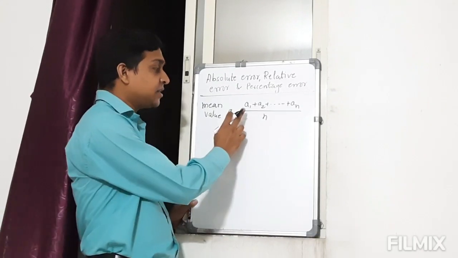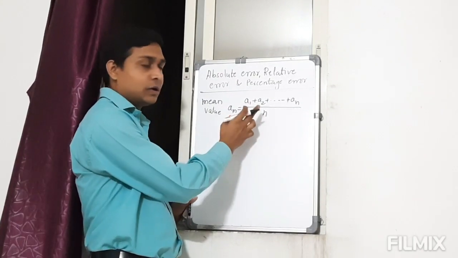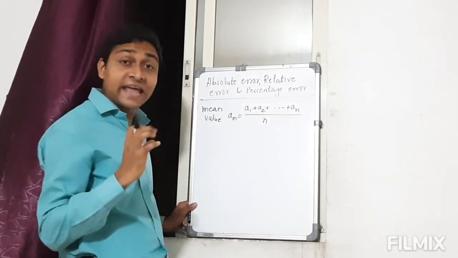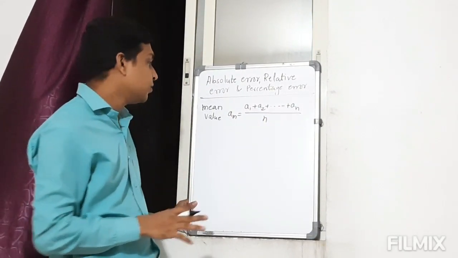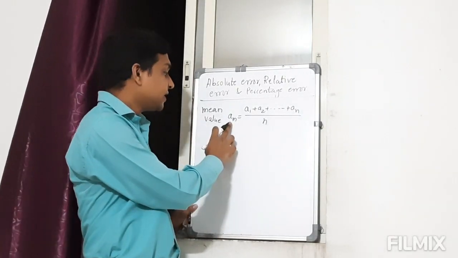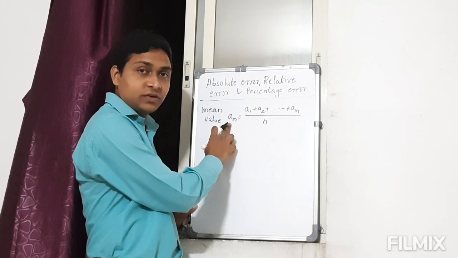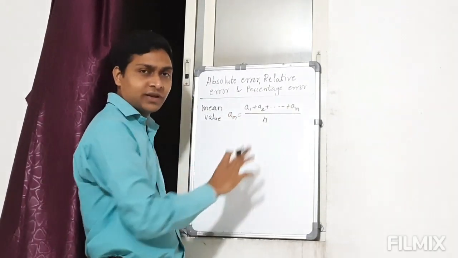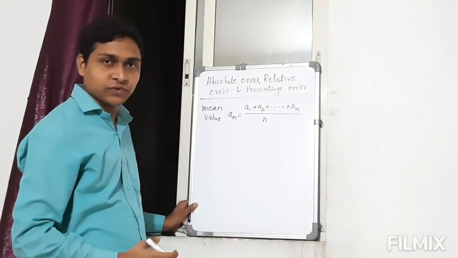Suppose we have the readings of any particular thing, that is A1, A2, so on up to AN, or n number of readings taken. First thing you have to do is find the mean value for that. So we can say that AM, the mean of all this, is equal to A1 plus A2 so on up to AN upon N. You know how to find an average.